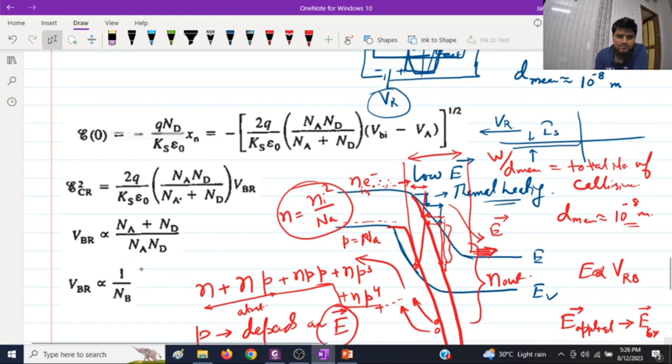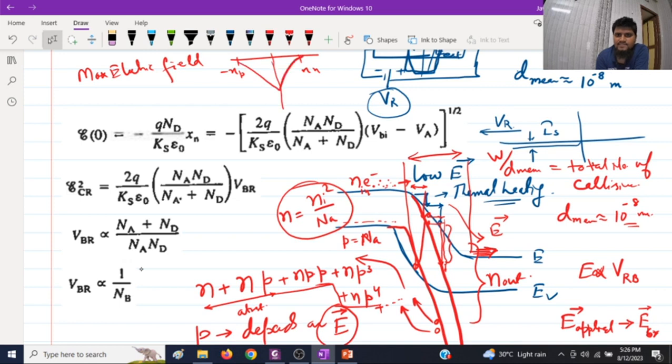Now here are the equations for how to find the critical electric field. As we know, the maximum electric field in a PN junction is at 0, if you remember this, right? Between minus XP and XN, the junction, and the electric field lines go like this.